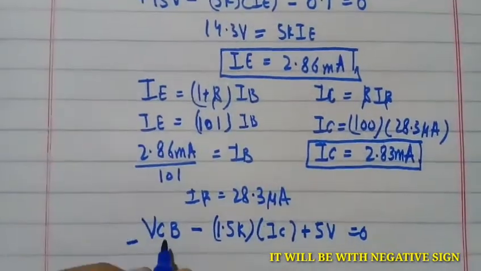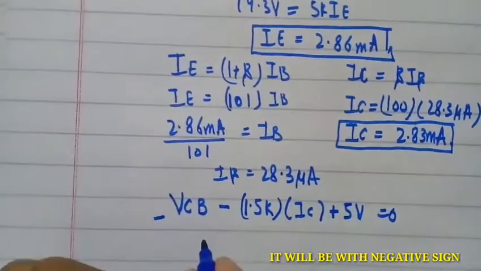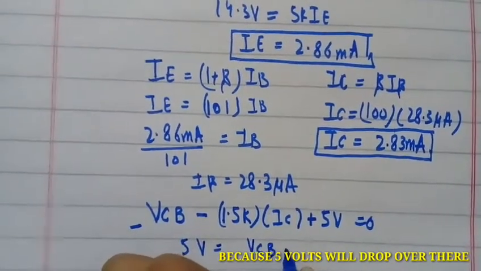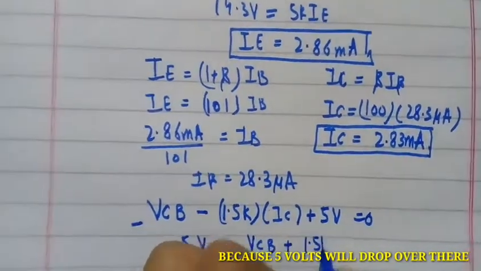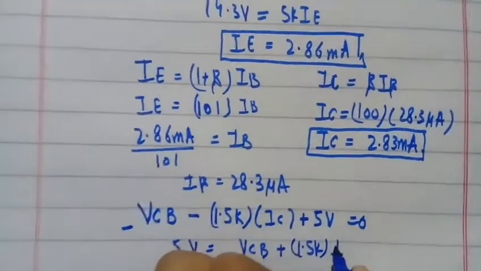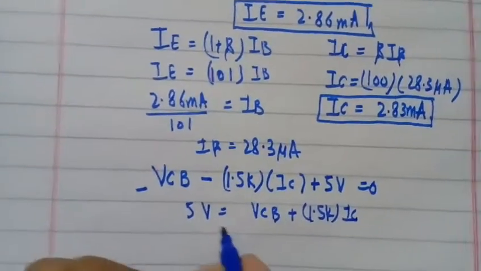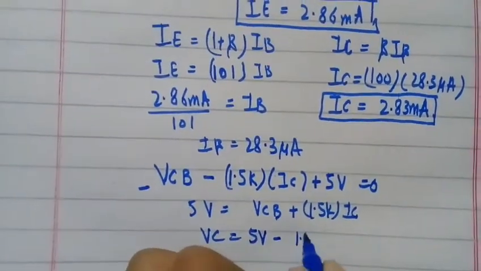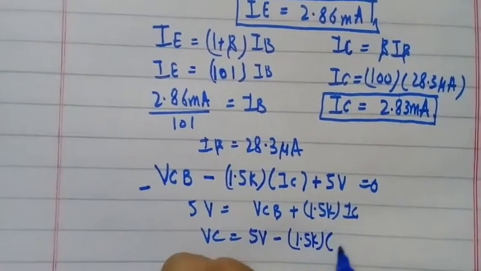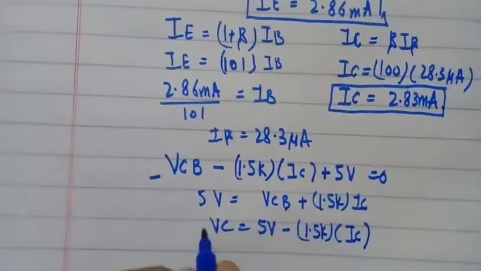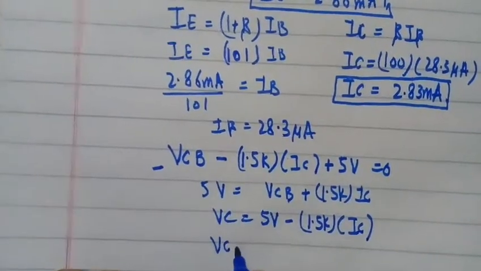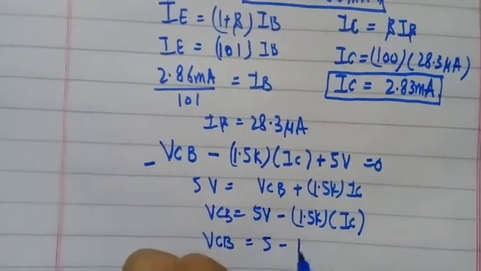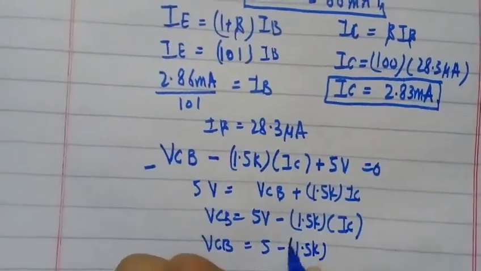So it will be with the negative sign. So 5 volts will be equal to VCB plus 1.5k into IC. So VCB will be equal to 5 volts minus 1.5k into IC.